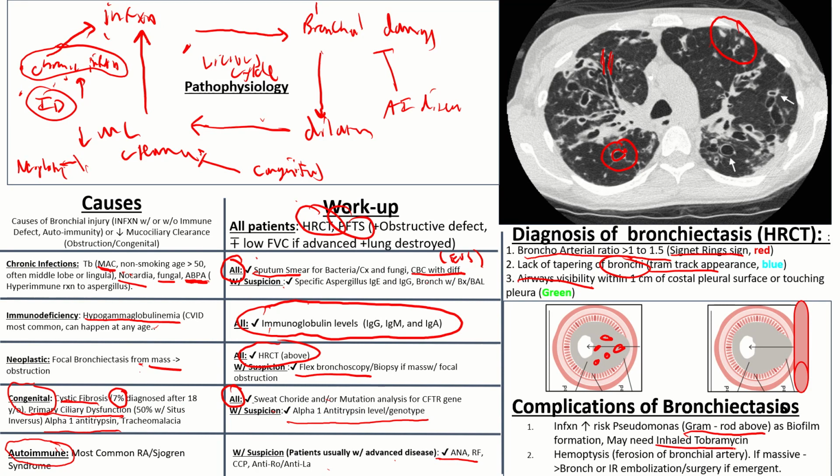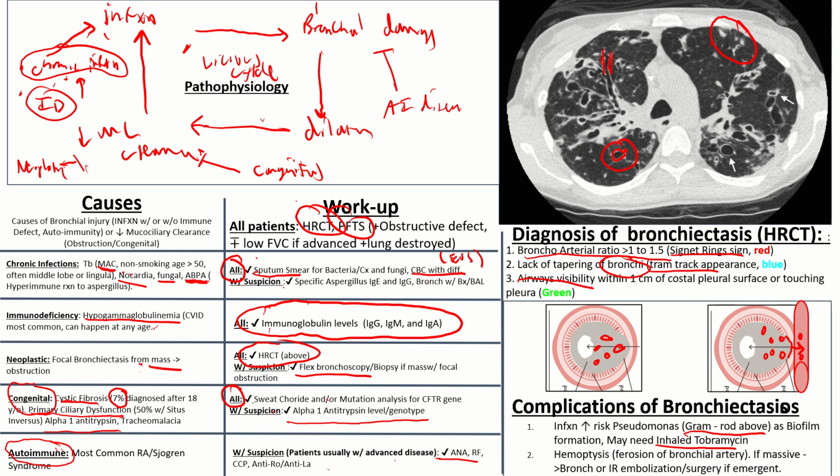These patients may need inhaled Tobra. If they have a chronic infection with chronic exacerbations, get rid of that chronic Pseudomonas. And lastly, bronchiectasis is one of the biggest causes of pulmonary hemorrhage. They can get erosion from that bronchial damage into an artery. That artery can cause hemoptysis.